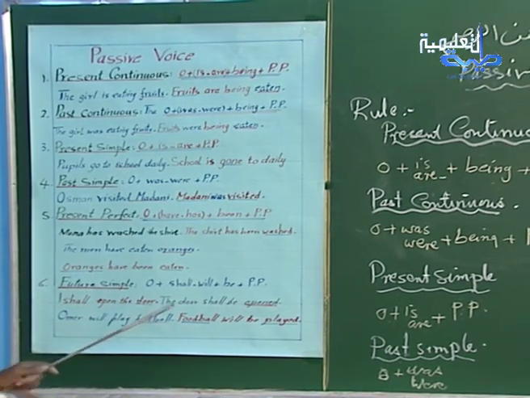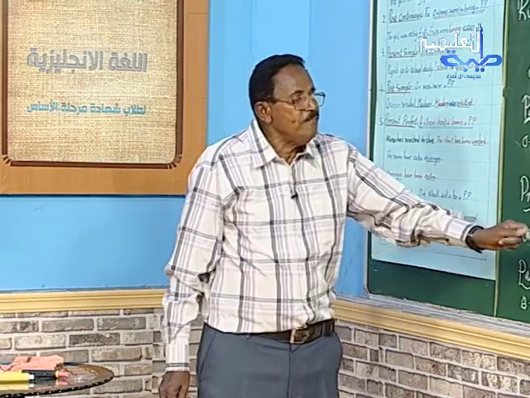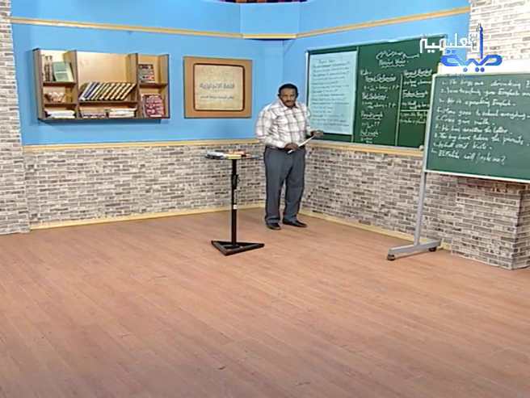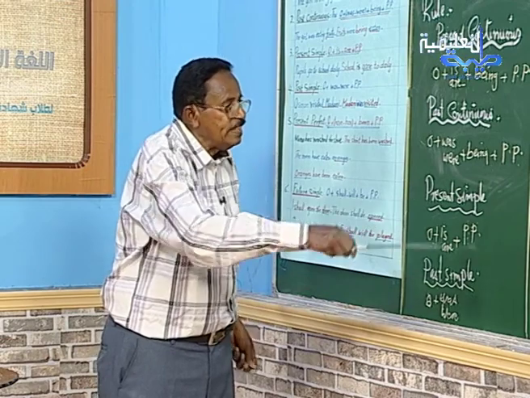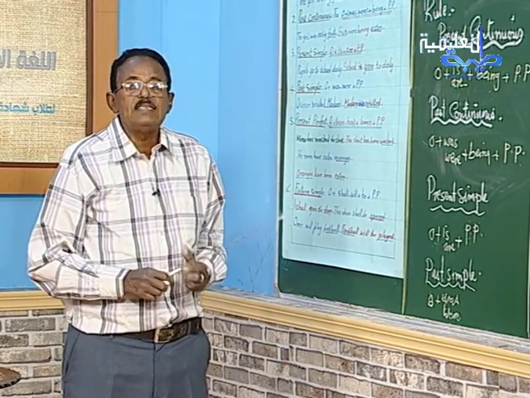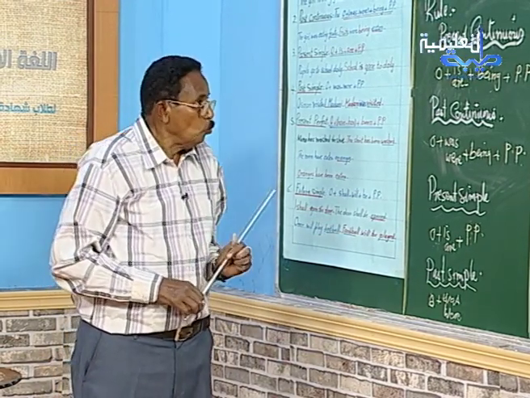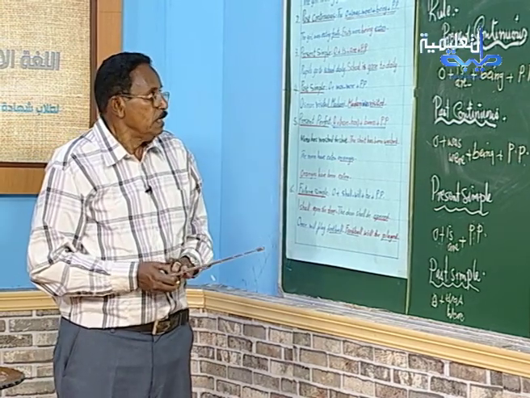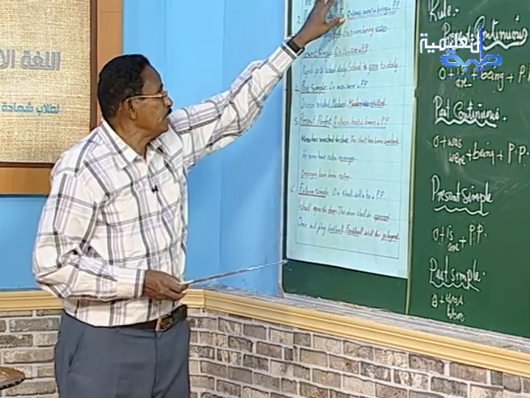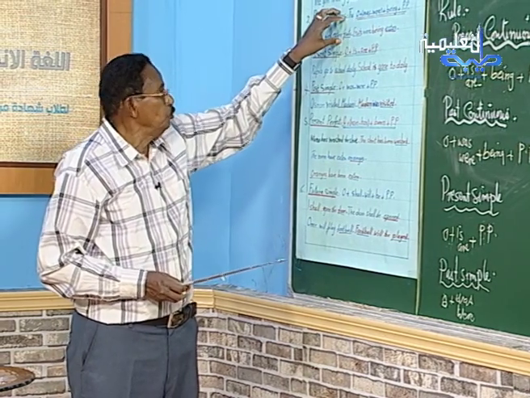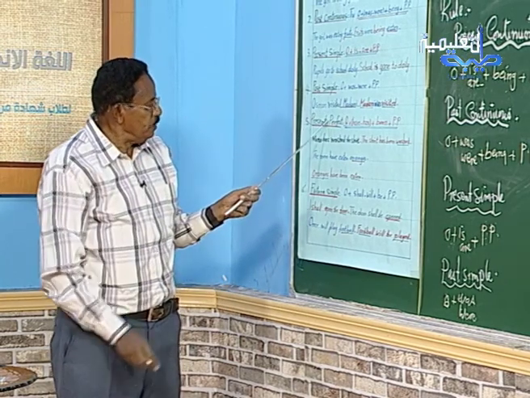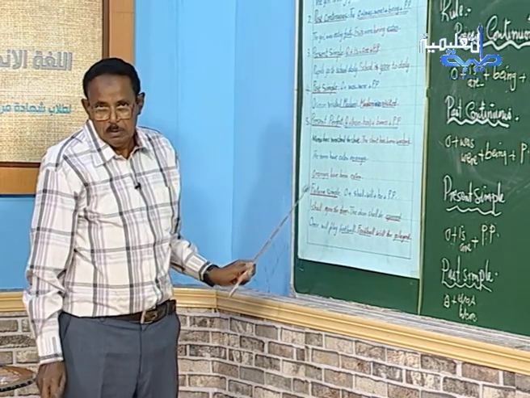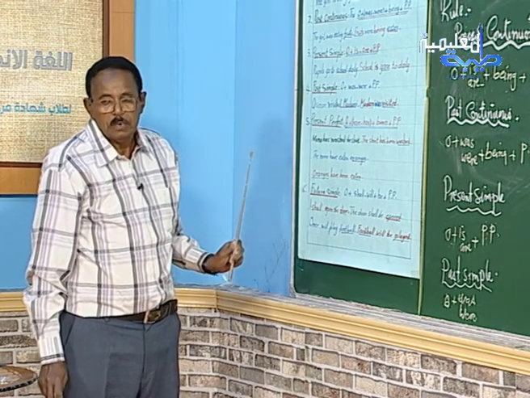It means that if you find any one of these, the sentence is not passive. The sentence is active. So when you do not find any one of these, it means that this is a passive. Look, what sort of passive is it? Is it a passive in the present continuous, or the past continuous, or the present simple, or the past simple, or the present perfect, or the future? You should look for it.